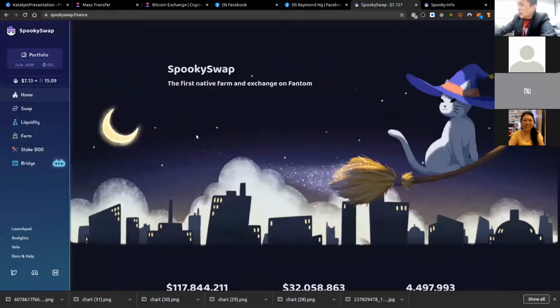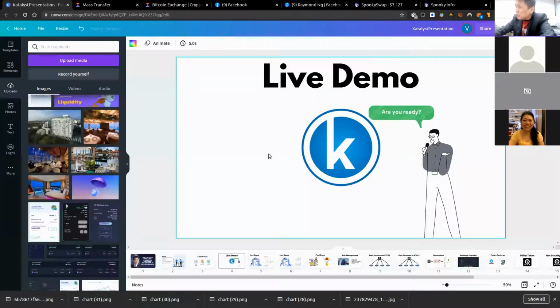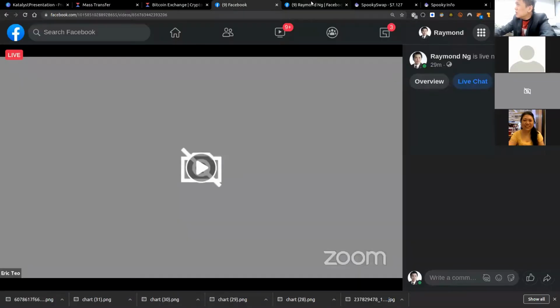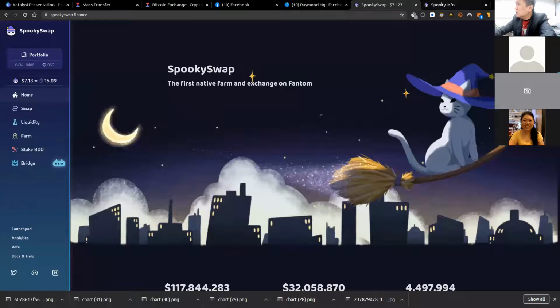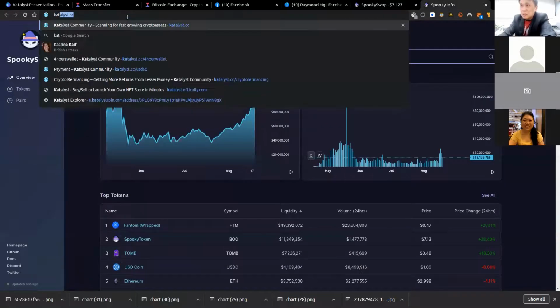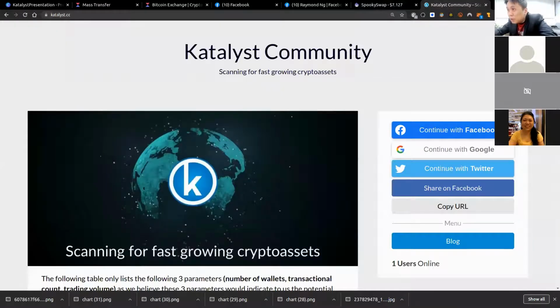So actually for swap, I also intend to maybe incorporate more parameters. But you're just looking at numbers only. At this point, is there any question? Let me see. Let's go back to katalyst.cc. Spirit is also a swap for Phantom. Yes, you're right. Okay, Feng Li. Correct. One of them is Spirit.